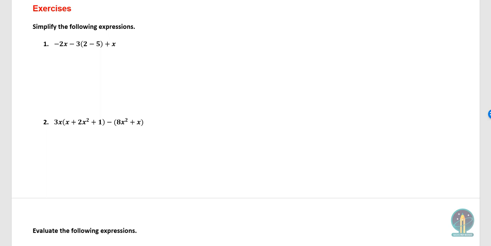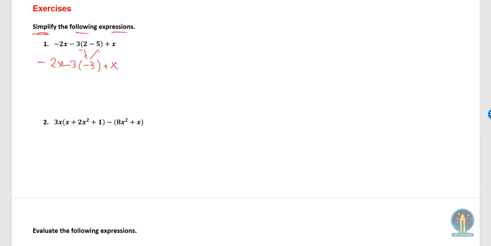Okay, so here we want to simplify the following expressions. So just write it in the simplest form. So what do we have? We have minus 2x minus 3 times parentheses 2 minus 5, close parentheses, plus x. So order of operations, again, tells me I should evaluate the parentheses first. So 2 minus 5 is negative 3. Okay, and it's still multiplied by negative 3 and added to x, and then minus 2x.